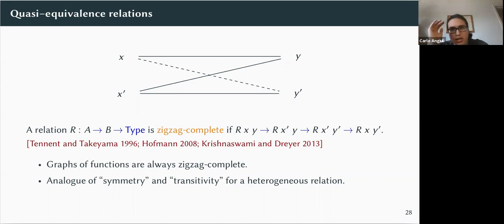Now, this condition is basically capturing some notion of symmetry and transitivity for a heterogeneous relation. Of course, you can't just say if R x y, then R y x, because that doesn't type check, but this is the version of that that makes sense for a heterogeneous relation.